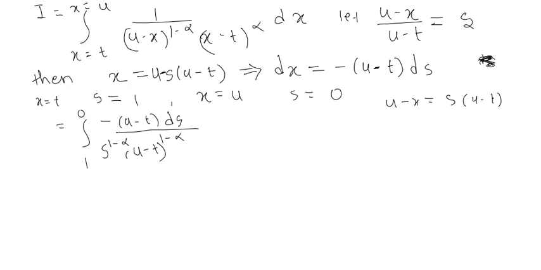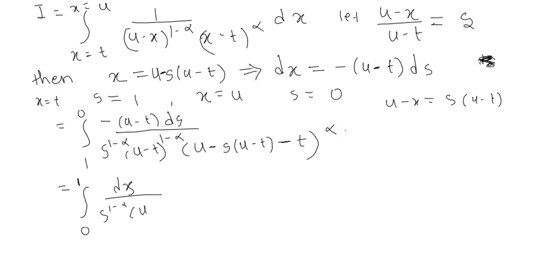Then in place of x what we have to put? u minus s into (u minus t), minus t, and this full thing raised to alpha. I will change the limits of integration because there is that negative sign, so this will become the integral from 0 to 1 ds divided by s raised to 1 minus alpha (u minus t) raised to 1 minus alpha.